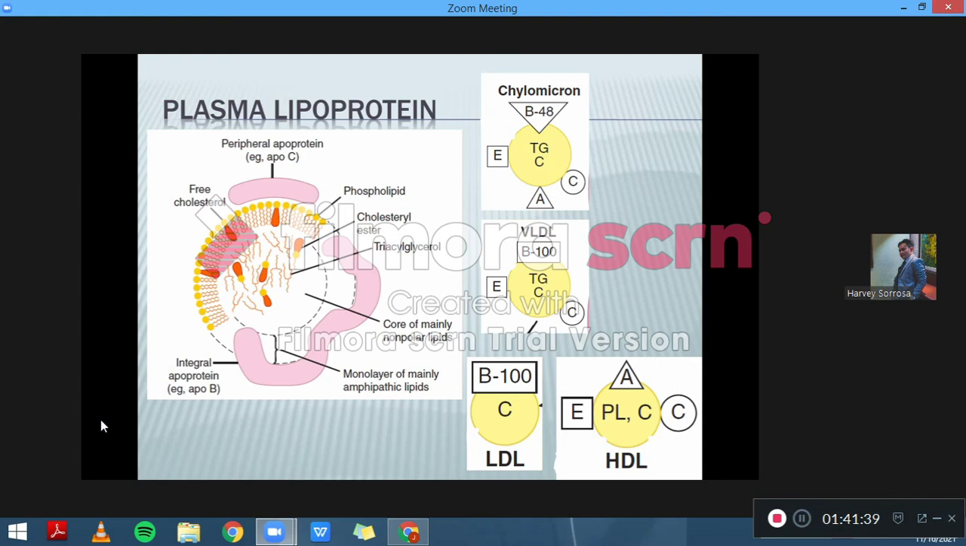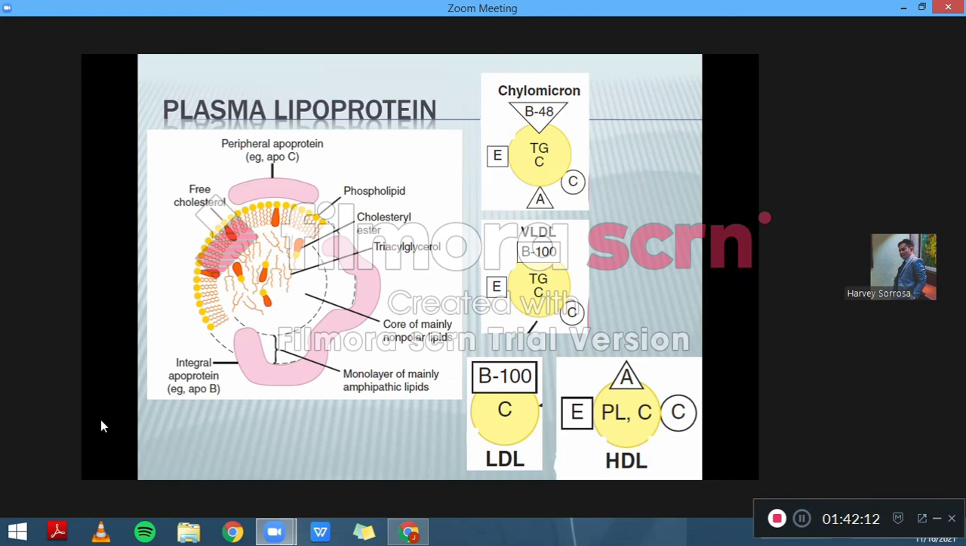HDL is produced in the liver and intestine, where in the intestine, Harper's describes it as a nascent disc shape, if I'm not mistaken. The main purpose of HDL is to transport excess cholesterol from the tissues and return it to the liver. So there is the concept of reverse cholesterol transport, where HDL maintains the equilibrium of cholesterol in the peripheral cells.